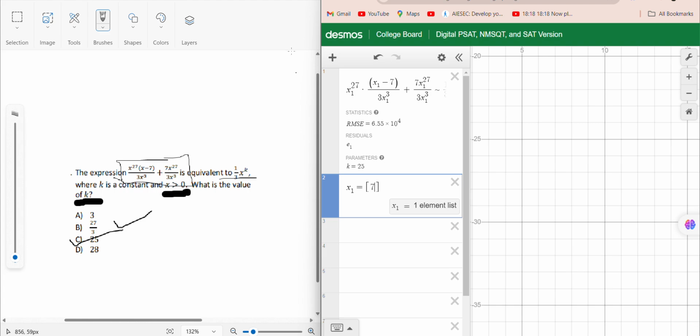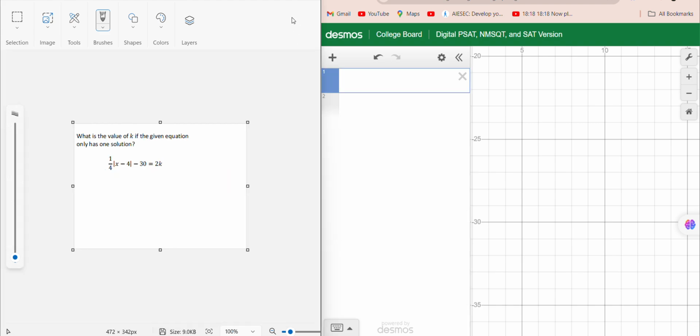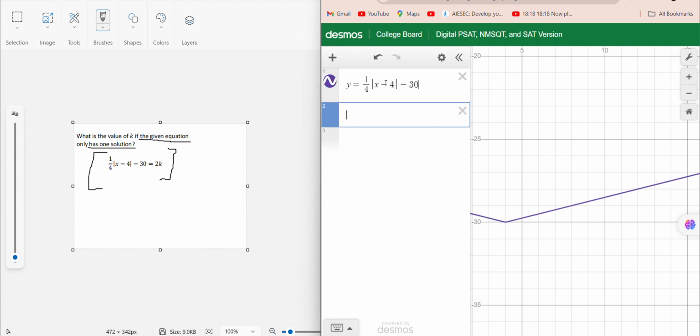Now let us move to another question, which we will be solving using Desmos. What is the value of k if the given equation has only one solution? These are the two equations in the system, and we have to find the value of k for which they have only one solution. So let us use Desmos. For the first equation, we can write like this: x minus 4, minus 30, and again y equals 2k.